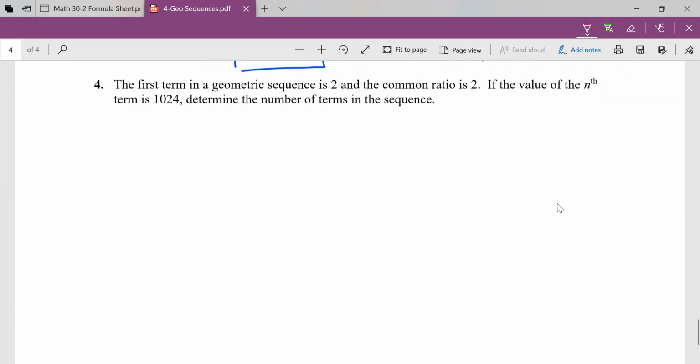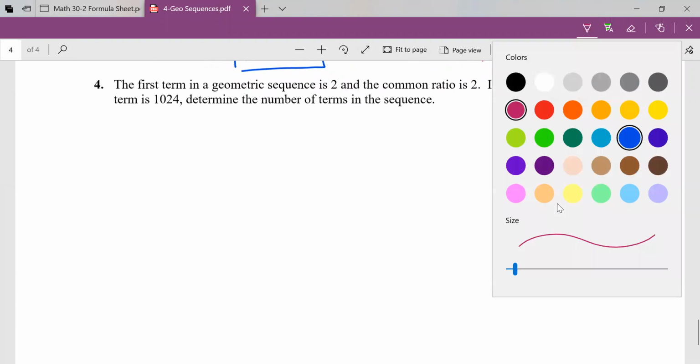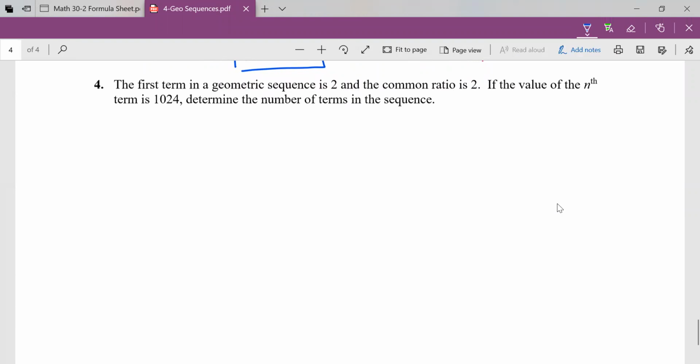Okay, friends, last one. The first term in a geometric sequence is 2. Okay, bingo. Common ratio is 2. If the value of the nth term is 1024, how many terms are there?